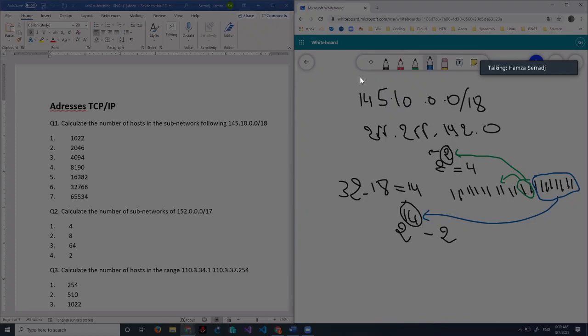So if we do the math, there's some calculator here maybe. 2 power 14 minus 2 equal 16,382. Here we go. You will end up with this answer here.